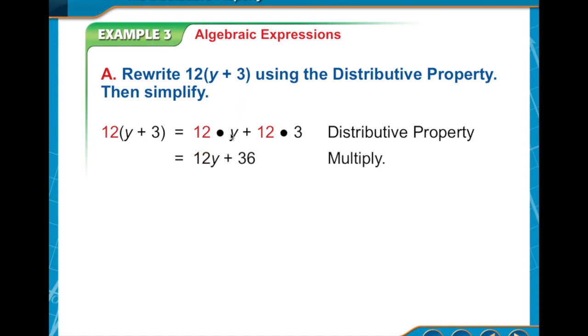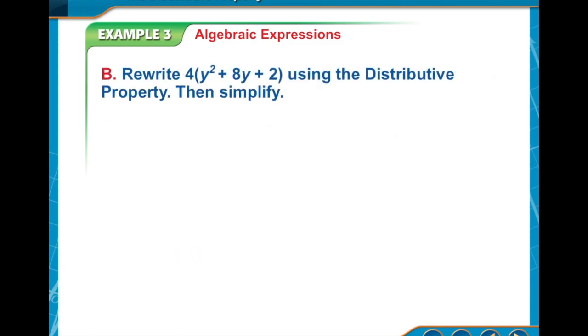So if we simplify, 12 times y just becomes 12y. 12 times 3 just becomes 36. So our final solution is 12y plus 36. All we did was distribute this 12 to both. And here we get that term, that sequence there. That is our algebraic expression when simplified using the distributive property.